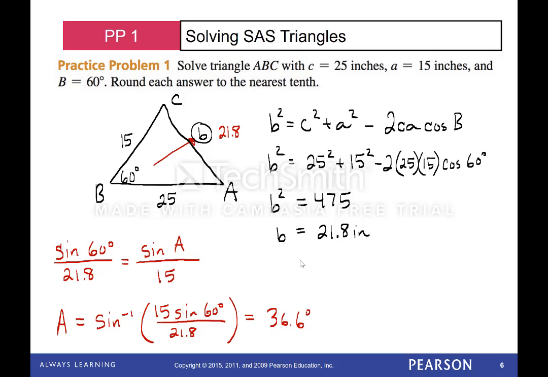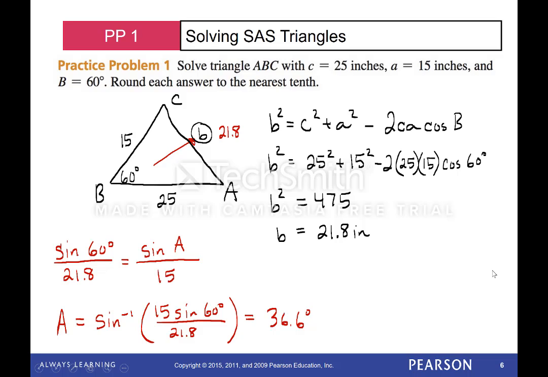Now the numbers could be just slightly off sometimes. You may be off by a tenth just because your measurement values are not precisely precise. So be careful, be mindful of that. It's 21.8. If it was 21.89, that might change this to 36.7. So just be mindful of the fact that it could be off by a little bit.